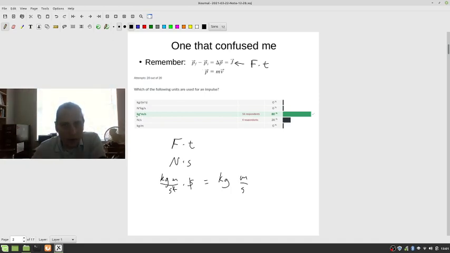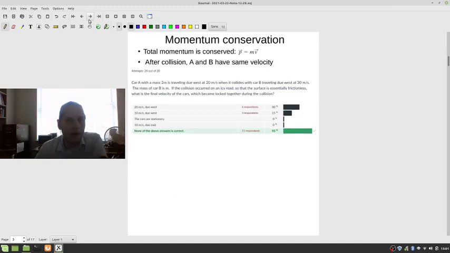Now, I'm guessing that the newtons over seconds might have just been some people looking at this and saying, force times time, newton seconds, but not taking enough care. That's my guess.